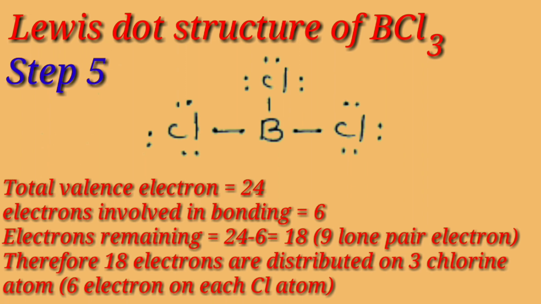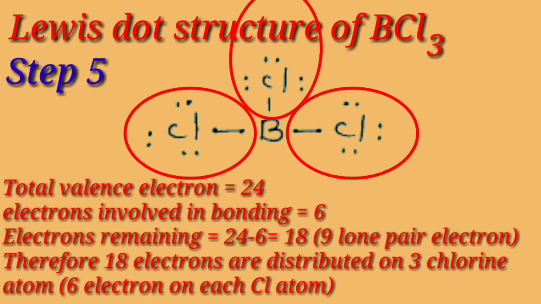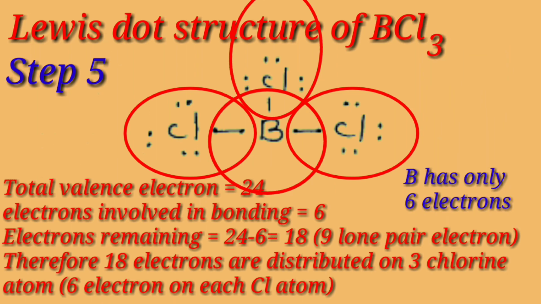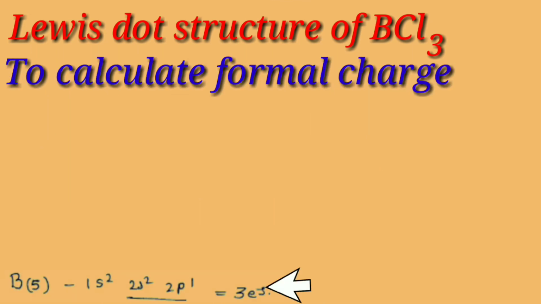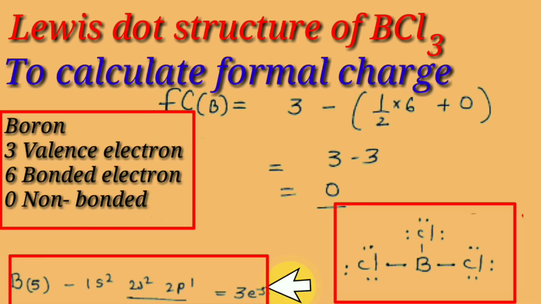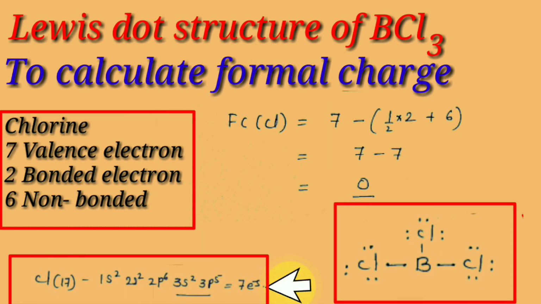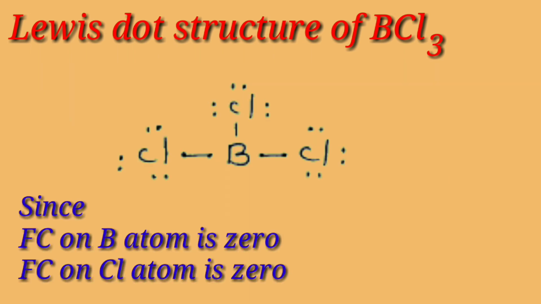In the next step, we need to make sure that all atoms have octets. The chlorines have octets. Boron is a special element that can have an incomplete octet. So boron only needs 6. And in the final step, we need to calculate formal charge. So on substituting the values, formal charge of boron comes to 0 and formal charge of chlorine comes to 0. So we can say that the structure of boron trichloride is a stable one.